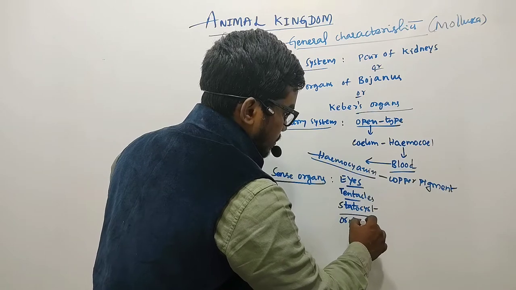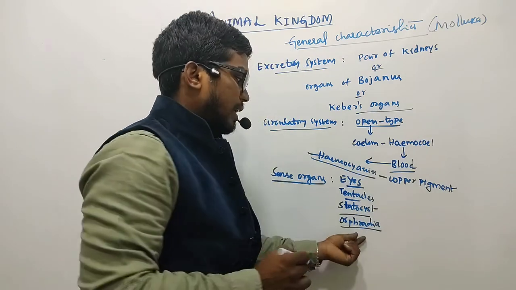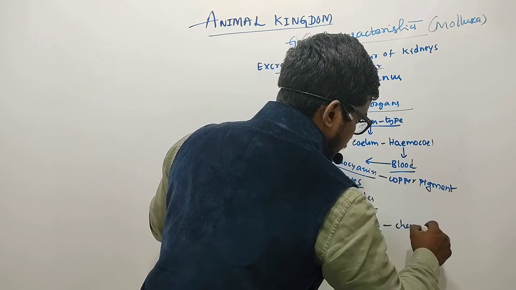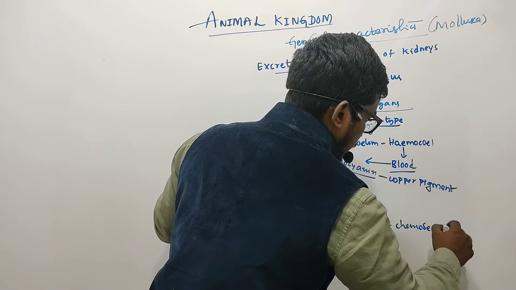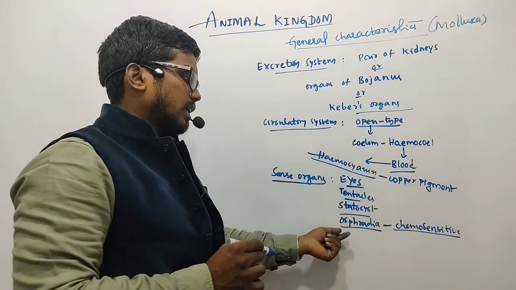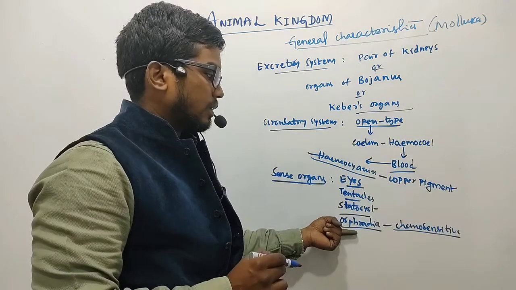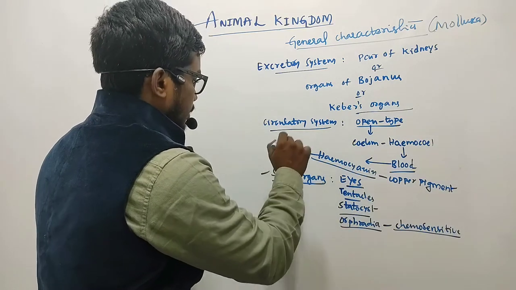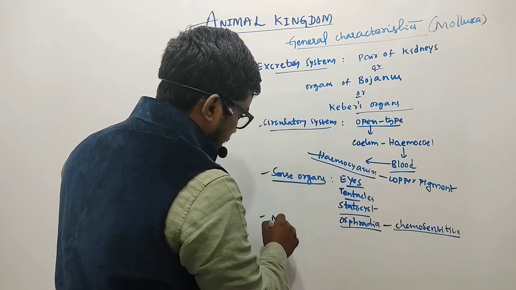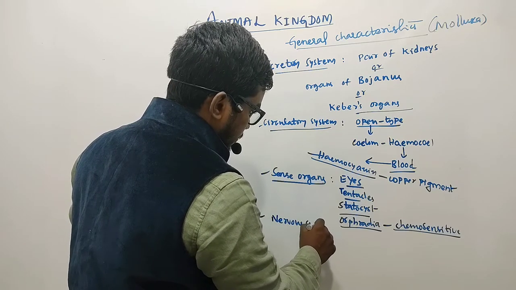They also have special sensory organs called osphradia. They are chemosensitive. They show sensitivity to chemicals, or rather, I can tell you that they have chemical stimulus. So this is with respect to sense organs. Now, moving ahead, let me also tell you about the nervous system.